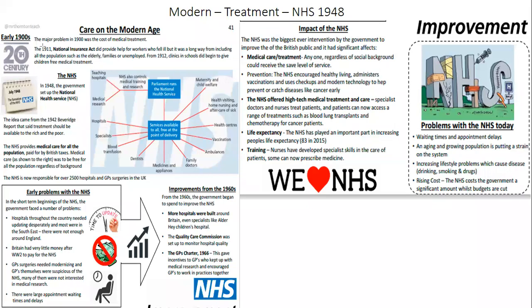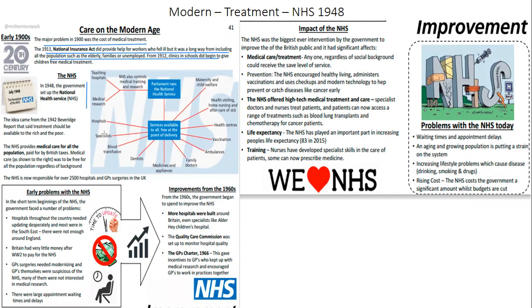So the major problem in 1900 was the cost of medical treatment. The 1911 National Insurance Act did provide help for workers who felt ill, but it's a long way from including all the population, like the elderly, families, or the unemployed. From 1912, clinics and schools did begin to give children free medical care. However, the big turning point was in 1948. The government set up the National Health Service.